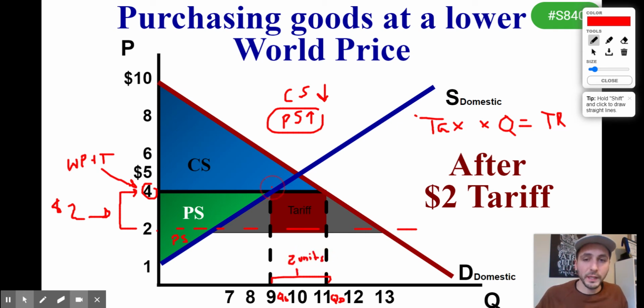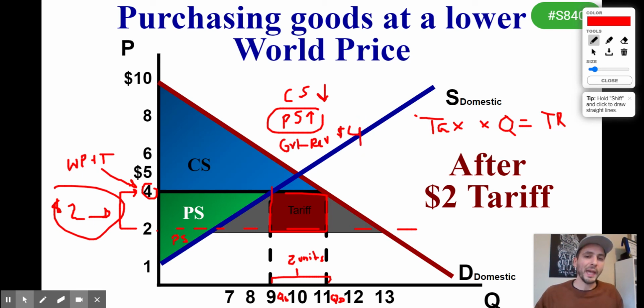We show that area as this box right here. It's the height of our tax, $2, and it's the breadth or the width of our tax of 2 units. So government revenue is going to be $4. $2 times 2 units, $4.